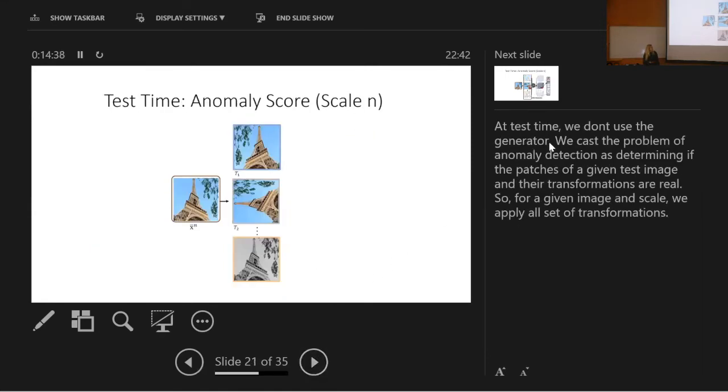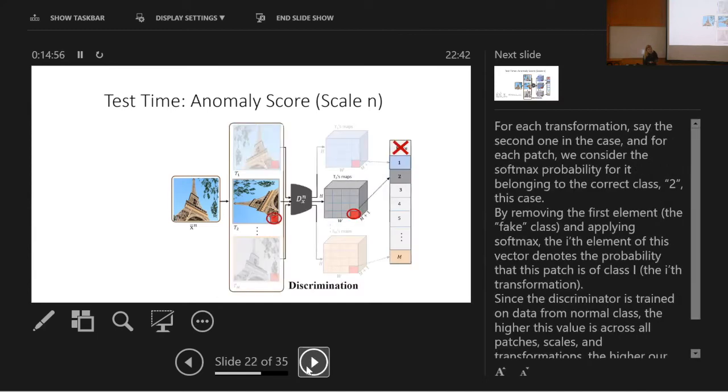At test time, we don't use the generator anymore. We cast the problem of anomaly detection as determining if all the patches of all transformations are real. So given a test image, we apply to the image all the set of transformations. For each transformation, say the second one in this case, and for each patch, we consider the softmax probability of it belonging to the correct class. So if you're looking at the second transformation, we want it to belong to class 2.